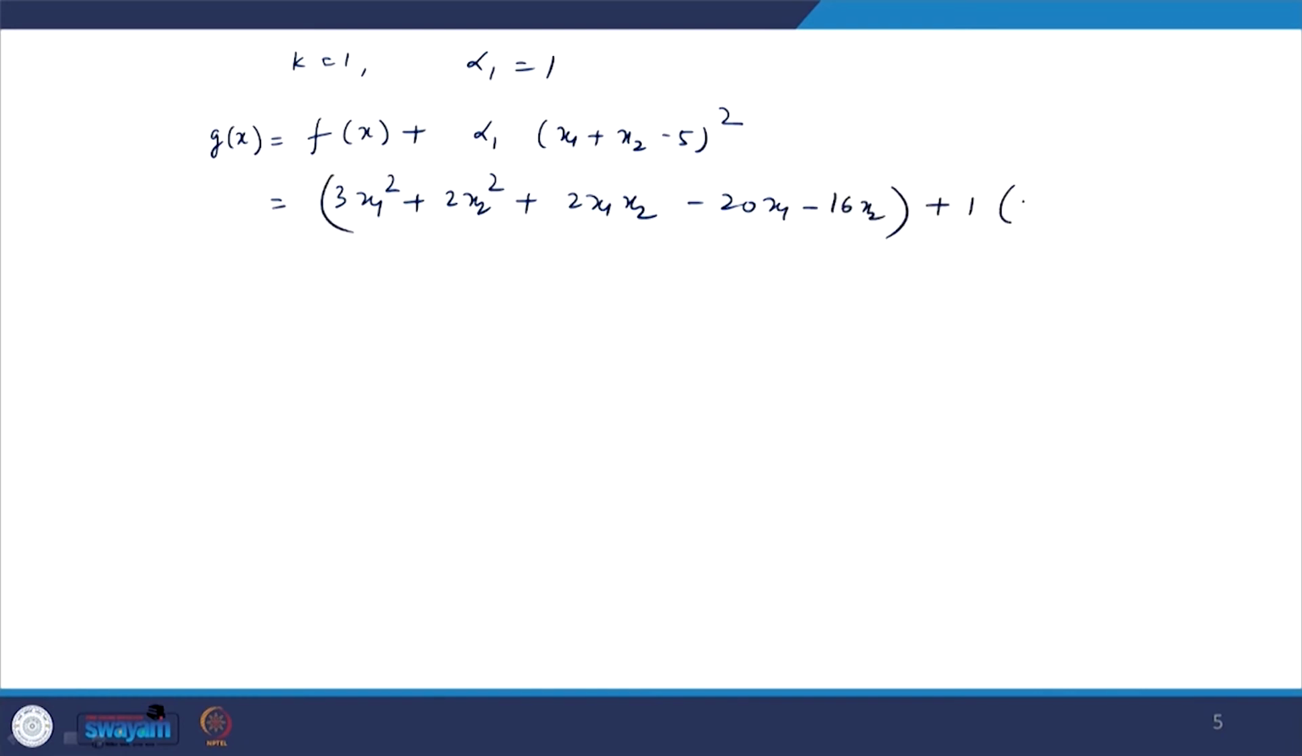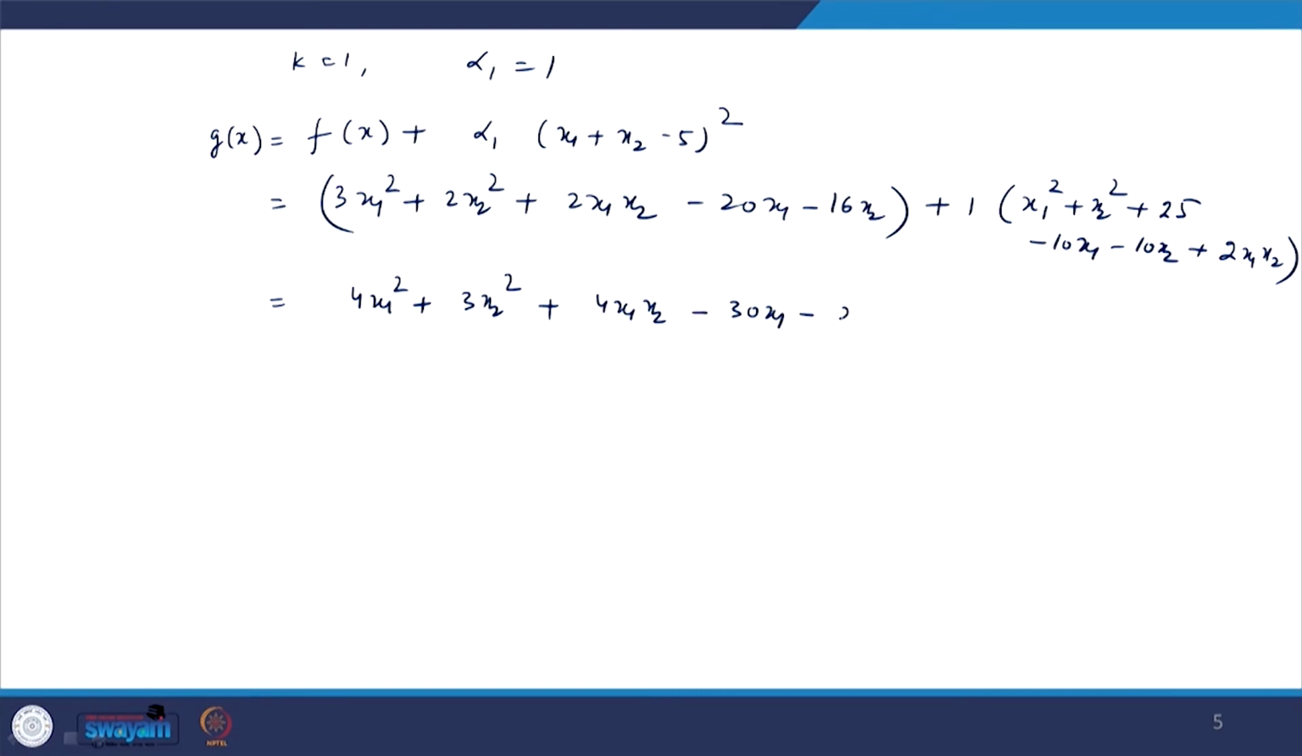Alpha 1 is 1 into x 1 square plus x 2 square plus 25 minus 10 x 1 minus 10 x 2 plus, it is minus 10 x 1 minus 10 x 2 plus 2 x 1 x 2. So, this is nothing but 4 x 1 square plus 3 x 2 square plus 4 x 1 x 2 minus 30 x 1 minus 26 x 2 plus 25. Now, we have to minimize this g x.